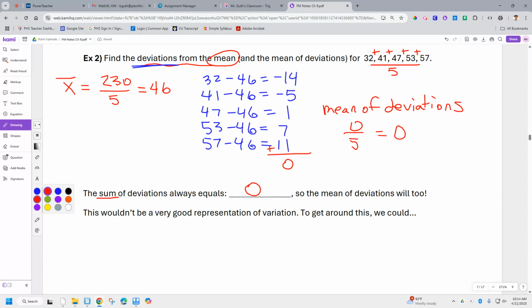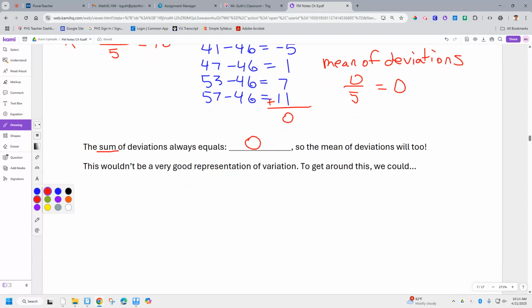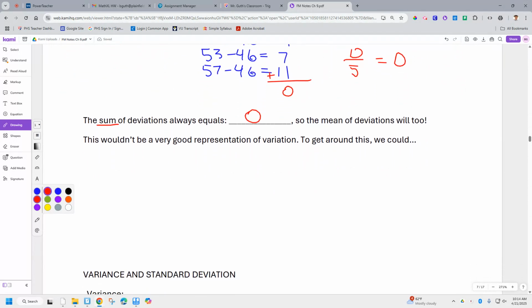So the mean of the deviations will be 0. That would always be 0. This isn't really a good representation of variation. If that's always going to equal 0, that's not a very good method for talking about that variation or that deviation. And so what we're going to do to get around this, we could square the deviations.